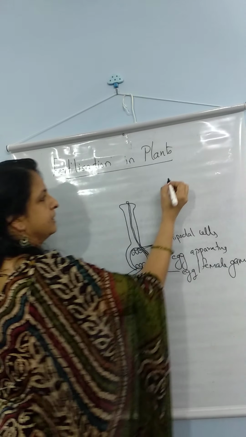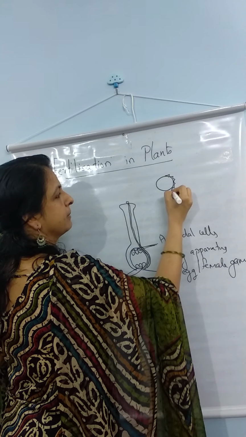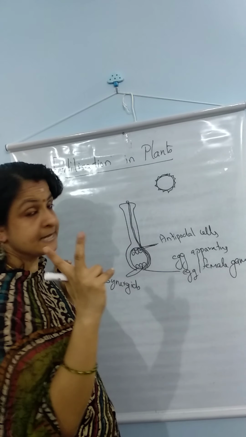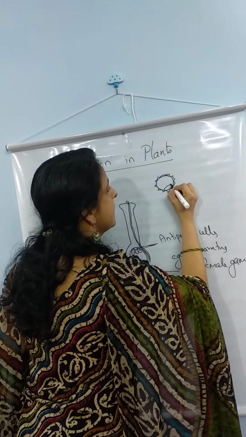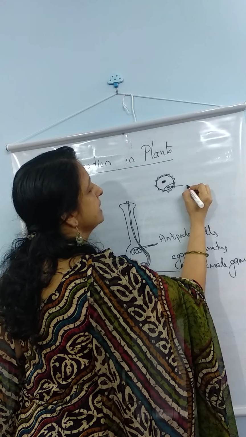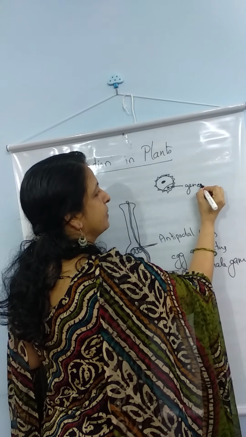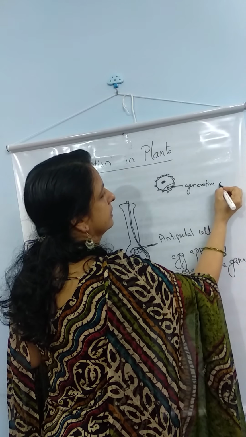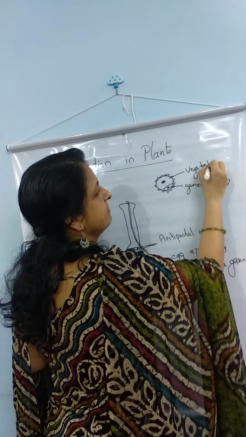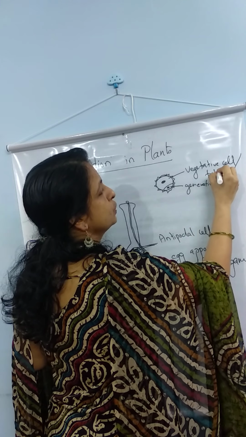So this is the pollen grain. I am drawing the pollen grain in enlarged view. Actually the pollen grain has 2 cells, a small cell and a large cell. The small cell is called the generative cell. The other one is called the vegetative cell. It's also called the tube cell.